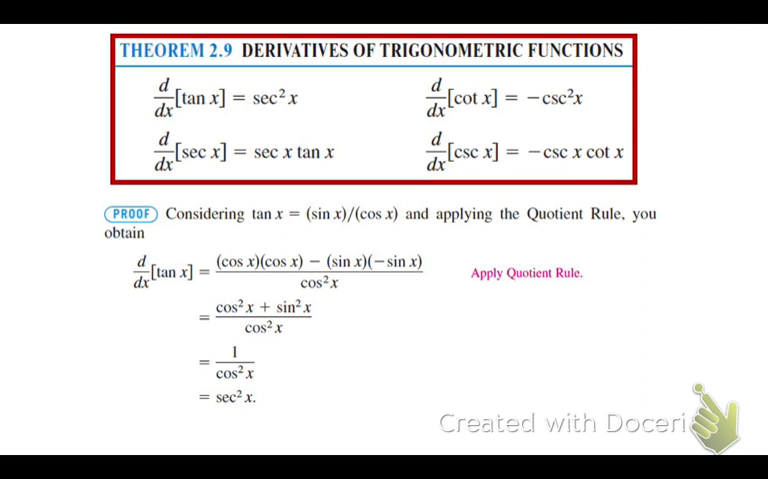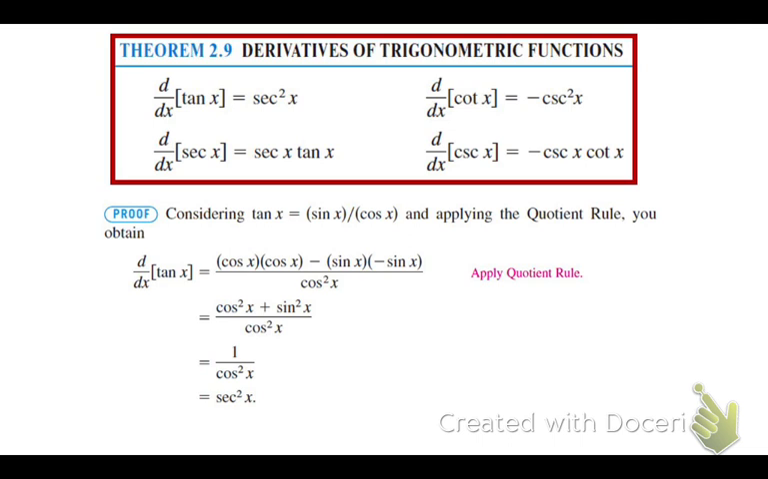What do I have down here? So considering tangent is sine divided by cosine, we can apply the quotient rule. You do not need to write that down. This is just the proof of why it is. Okay? So if I applied the quotient rule to sine over cosine.